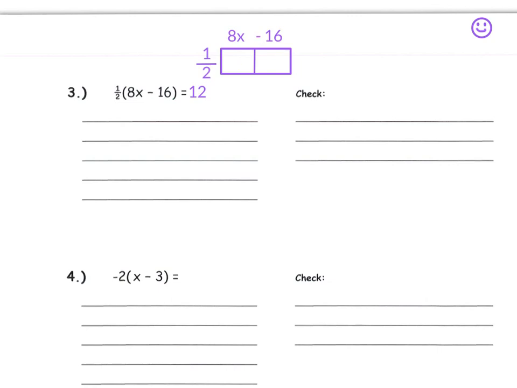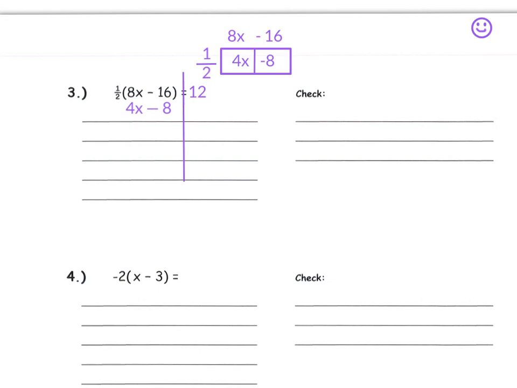So now to fill in the area model, we're going to do 1/2 times 8x. So 1/2 times 8 gives me 4. And then no other x's to add, so just 4x. 1/2 times negative 16 gives me negative 8. So now that I filled in my area model, we can go back over to the equation. Because it's an equation we're looking to solve, we're going to draw our line down the middle. And because I did the distribution with my area model, I'm just going to be able to put what's in the box in my next line. So 4x minus 8.